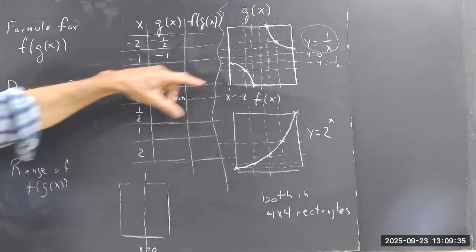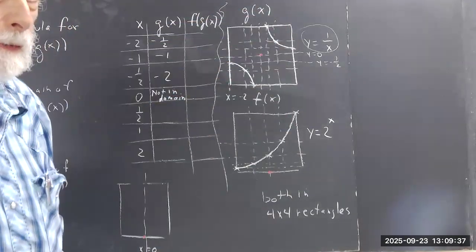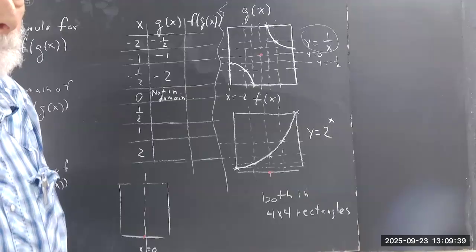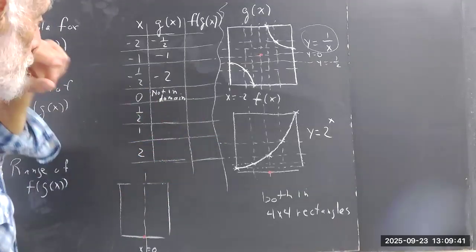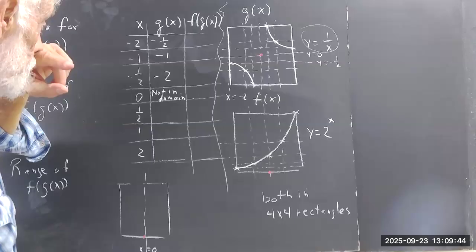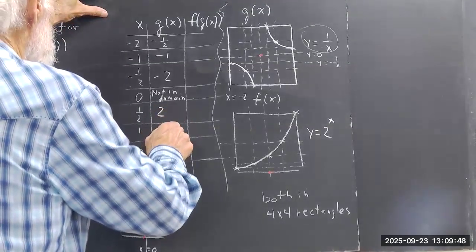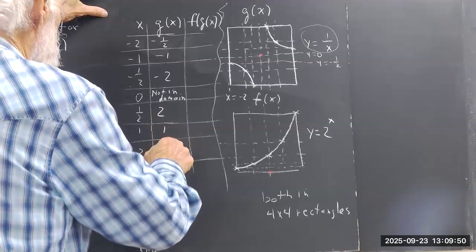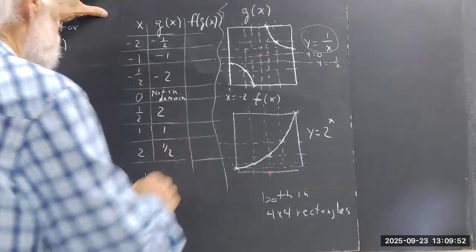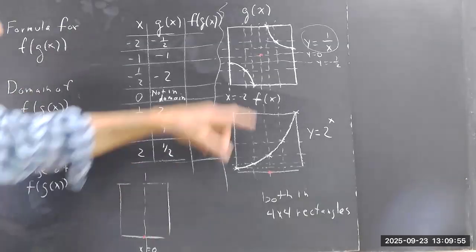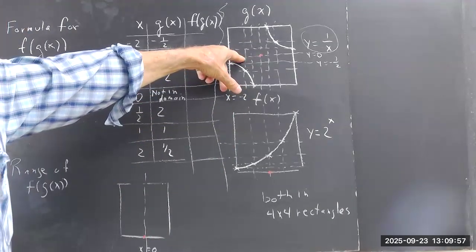It's not in the domain of the function as sketched, and that's a function we're using, okay? Then when x equals 1/2, g of x is 2. When x is 1, g of x is 1. When x is 2, g of x is 1/2. And you get that from this graph.